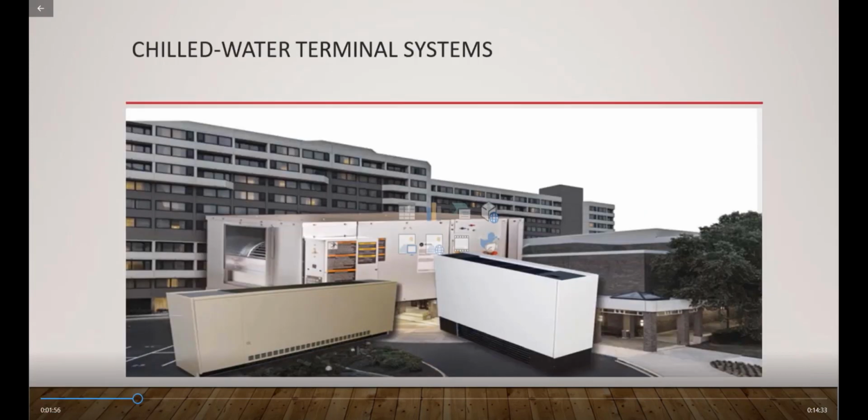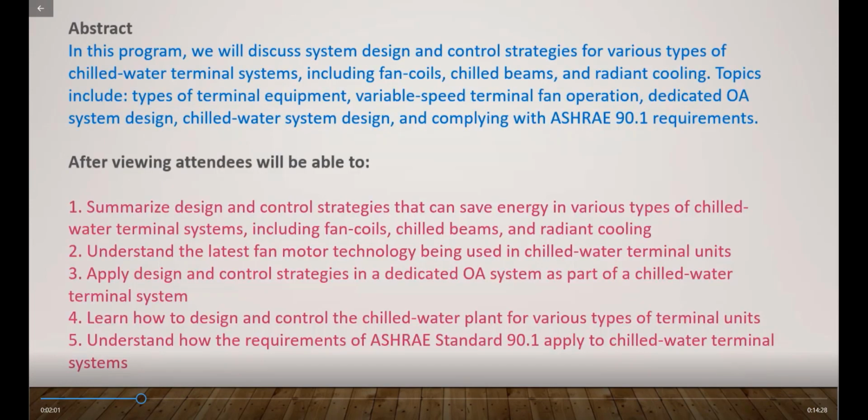Let's go directly to our topic, chilled water terminal systems. In this program, we will discuss system design and control strategies for various types of chilled water terminal systems, including fan coils, chilled beams, and radiant cooling. Topics include types of terminal equipment, variable speed terminal fan operation, dedicated OA system design, chilled water system design, and complying with ASHRAE 90.1 requirements.